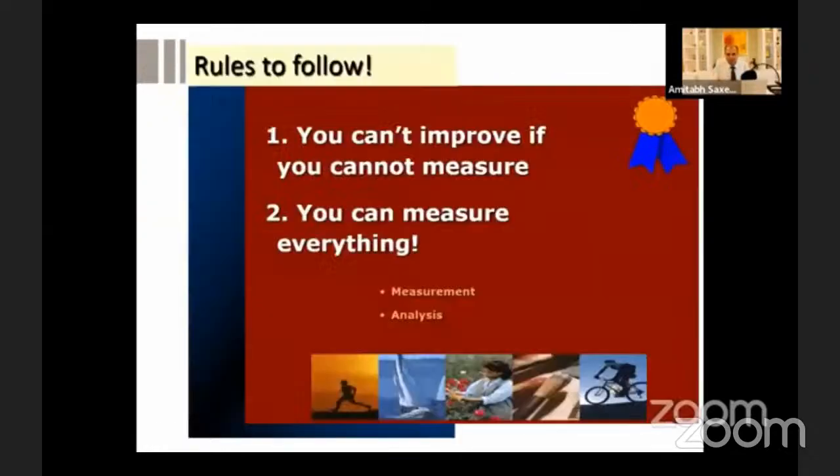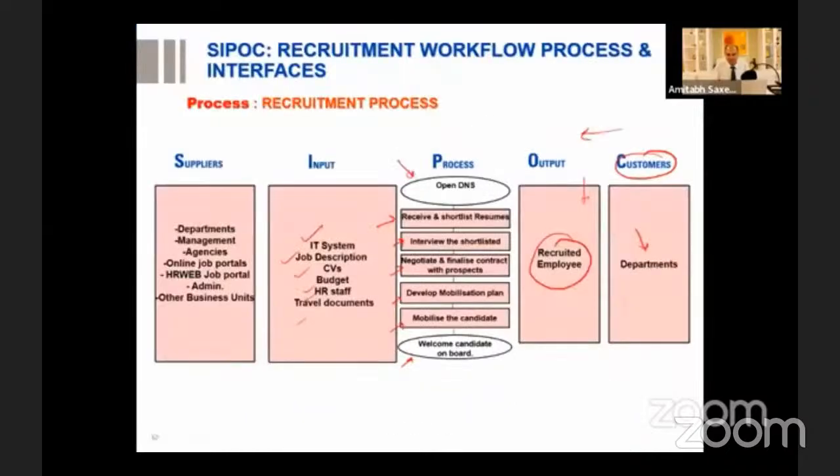And also, one more thing, you might be wondering, what happens if there are no measures? I told you, CTQs, we have to work on CTQs. The measures on the outputs, we call it Y. What is the measure on my output? Recruited employee, here, recruitment cycle time. Another measure could be quality of the recruit, whether suitable or not suitable.